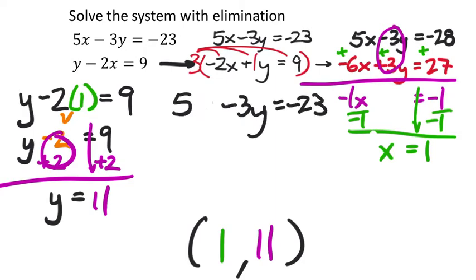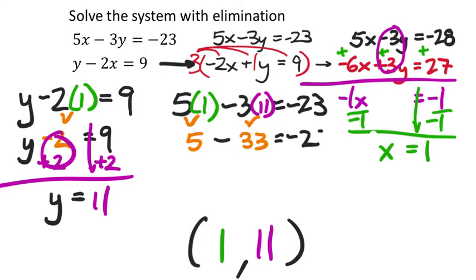Let's replace the x and the y. If I'm wrong here, that's fine. We can fix it if we need to. But the x value is 1. The y value is 11. Okay, so working this out, 5 times 1 is 5. 3 times 11 is 33, or negative 33. So 5 minus 33 should equal negative 23. And what do we get? We get a false statement out of this. This is going to be negative 28, not negative 23.